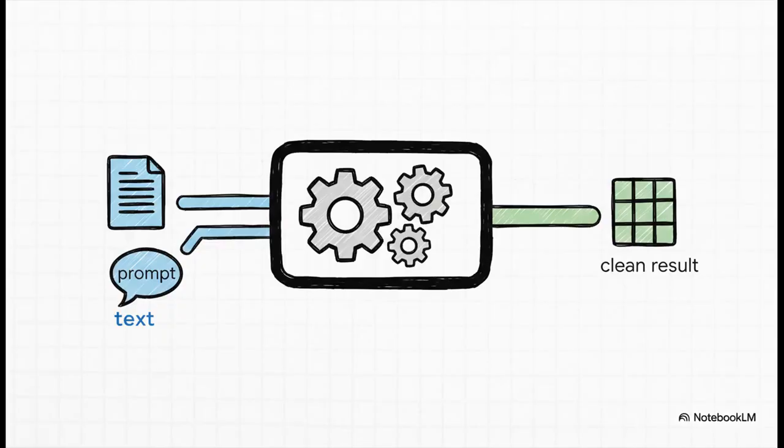Then you move on to step 2, run the extraction. And believe it or not, it's pretty much just a single line of code. You feed your text and your simple prompt into the LangExtract engine. It then handles all the complex stuff behind the scenes, using a model like Gemini to read the document and pull out the clean, structured results you asked for.